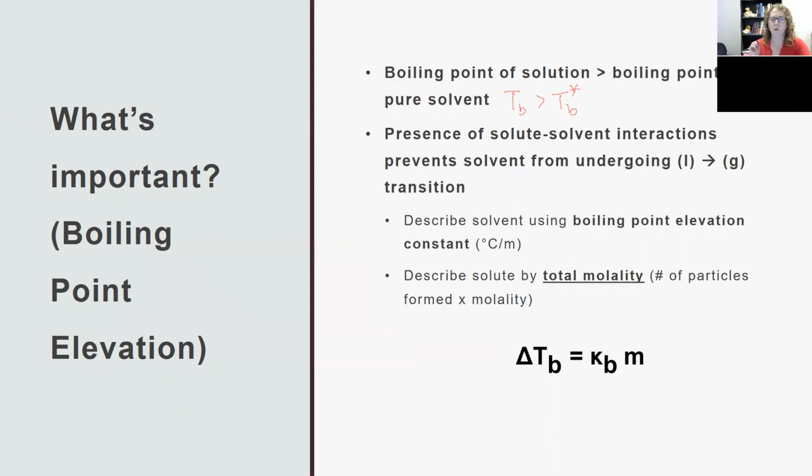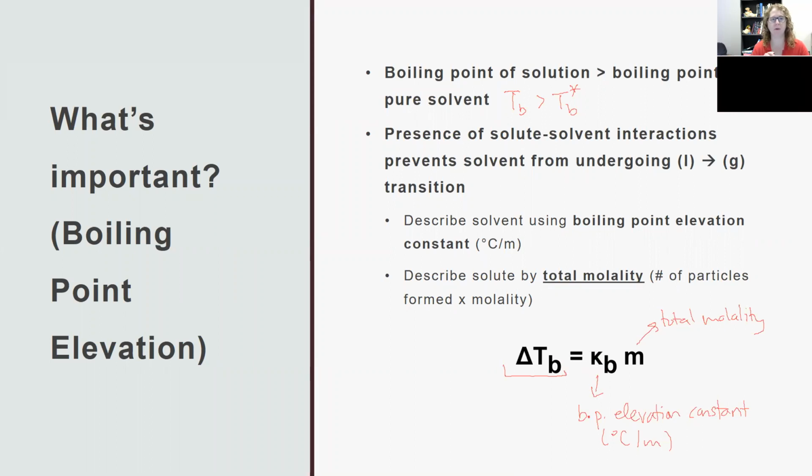When we want to make this quantitative, we use what's called a boiling point elevation constant, kappa B, right? So BP elevation constant. Sometimes this is called an ebullioscopic constant because ebullioscopic is about boiling. And it has units of degrees Celsius per mole. What else do we need? We need the total molality. So the molality of the solute times the number of particles it forms in solution. And together, that gives us the change in boiling point.